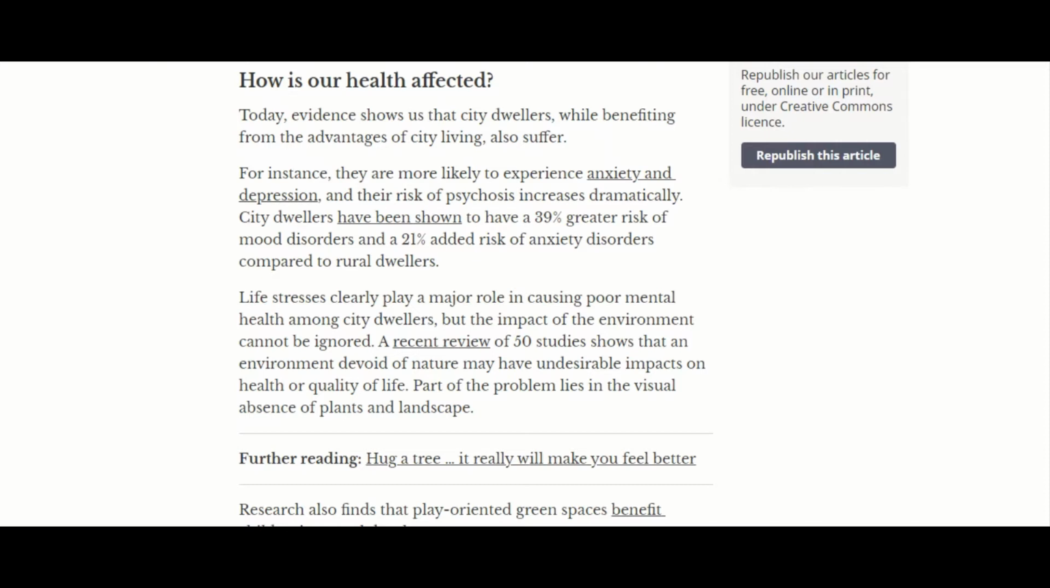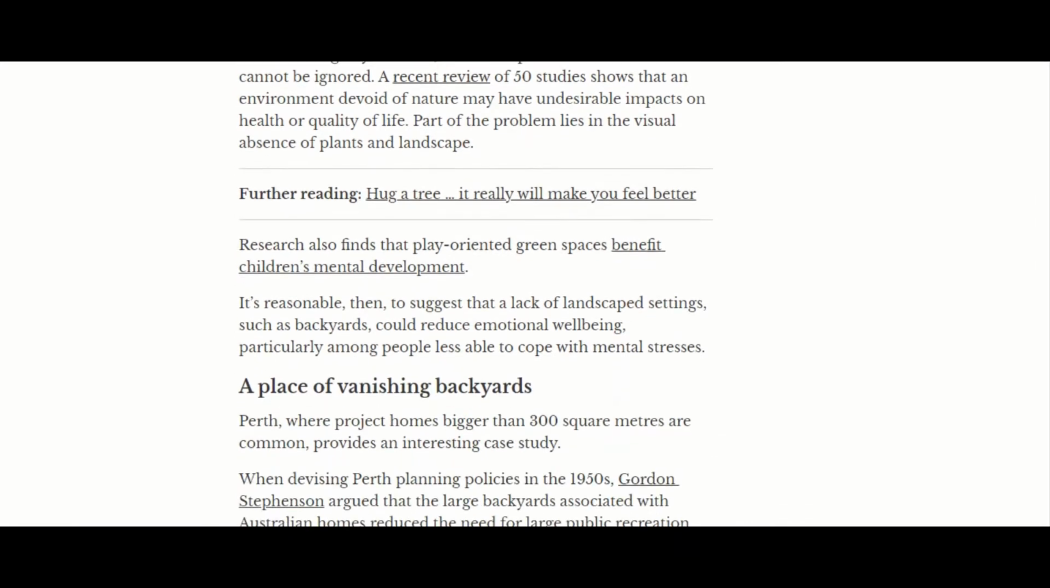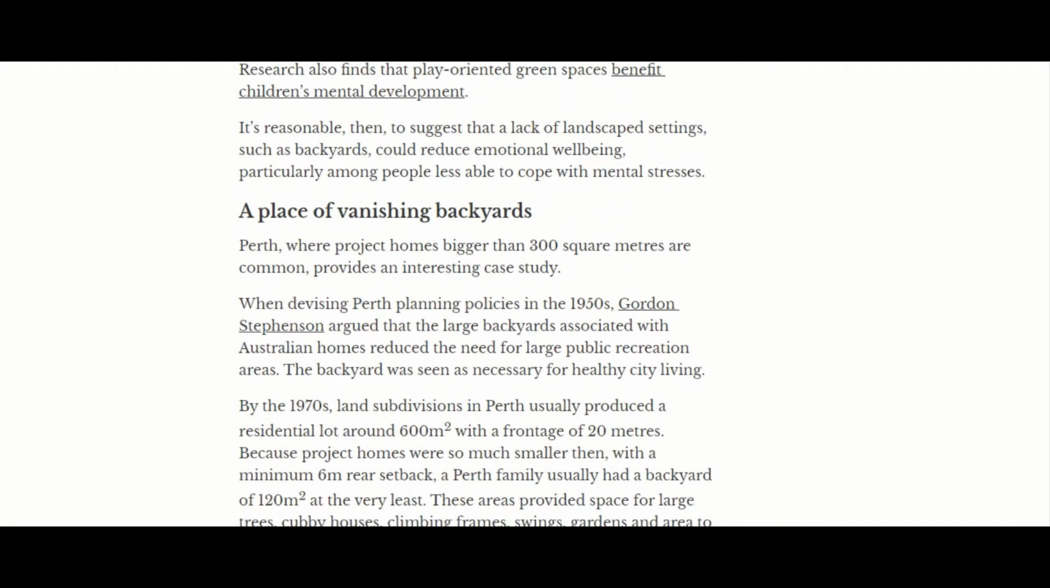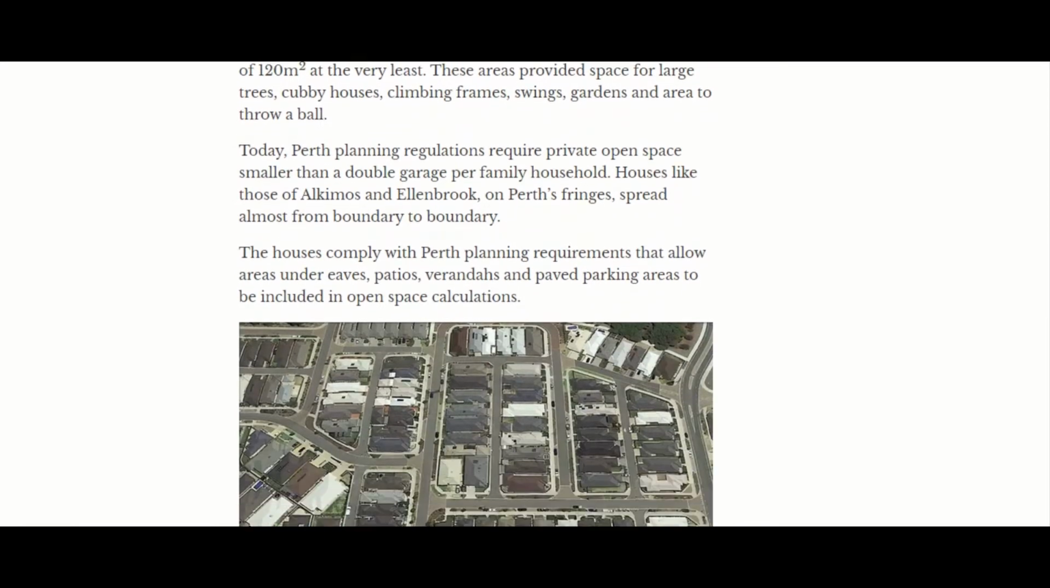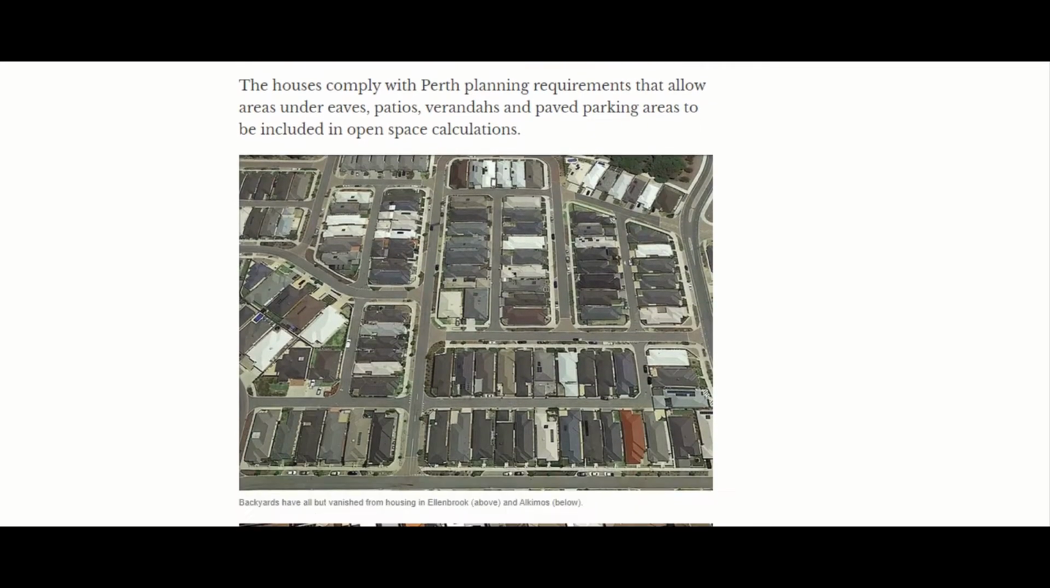So city dwellers do have advantages, but they have a disadvantage in that there's more anxiety and depression in cities. See, 39% greater risk of mood disorders than rural dwellers. It's really good for children's mental development to play in green spaces. And then they do a little mini example of Perth, and I think we're going to see some images in a second of what the housing looked like.